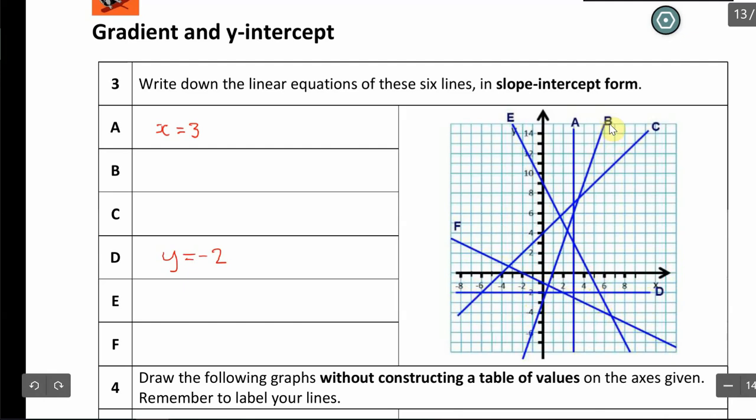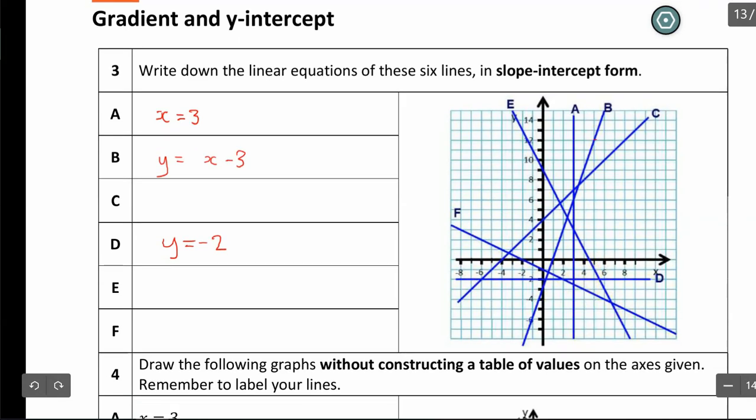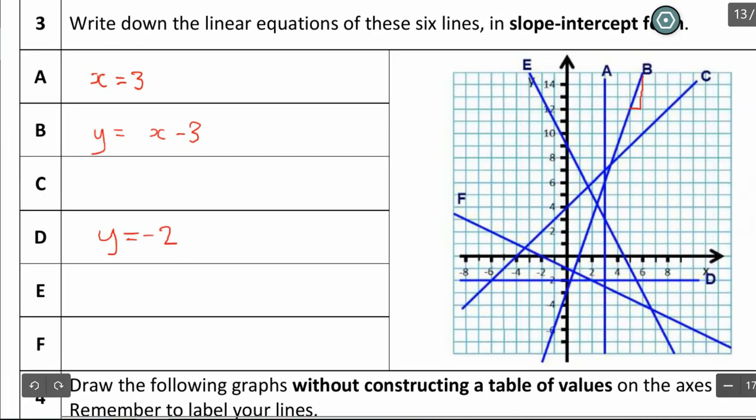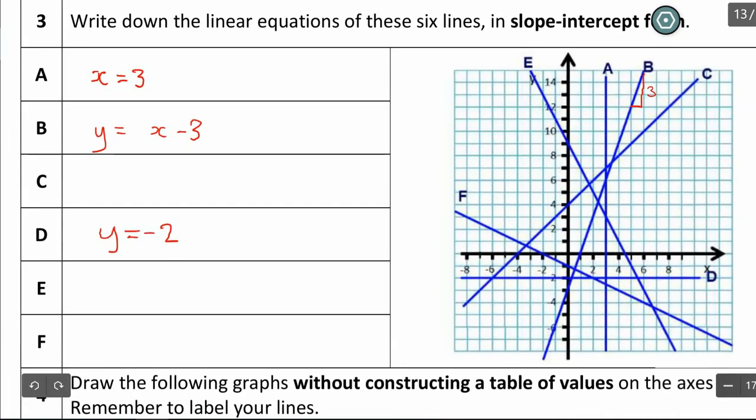So let's go to graph B. It crosses through the y-axis at -3 down there. So I know it's going to be y equals something x minus 3. And that something is the gradient. To find the gradient, we do the rise divided by the run. So I'm going to find a good place on this line to spot those things. That looks like a good place. So the rise there is 3. It's gone up 3 there, and the run is 1. So 3 divided by 1 is 3. So that's a gradient of 3.